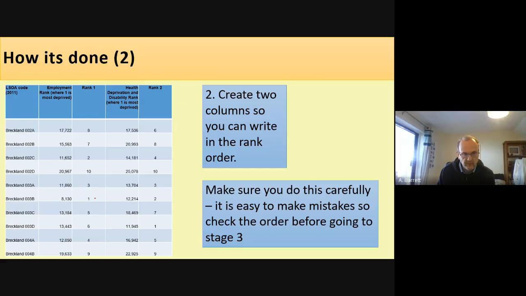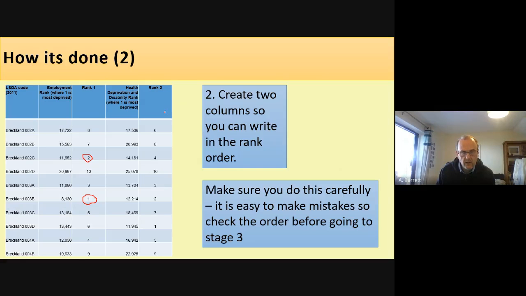So for example, Breckland 03B, that is the most deprived, because it says, look, where 1 is the most deprived, so that's the lowest number. Okay, and then you look up and down. You have to be very careful with these sorts of numbers. You've got 2 there on 11,000, but that's the lower one, so that's your number 2. And you carry on like that until you get down to number 10.